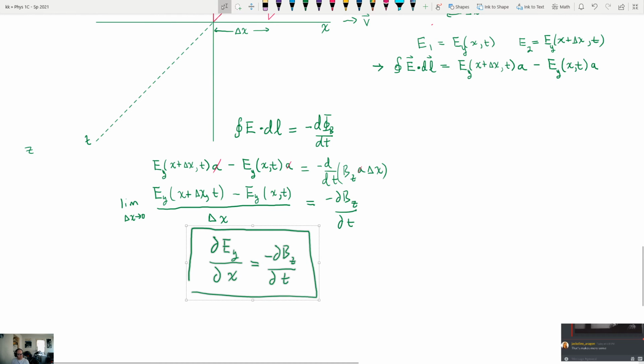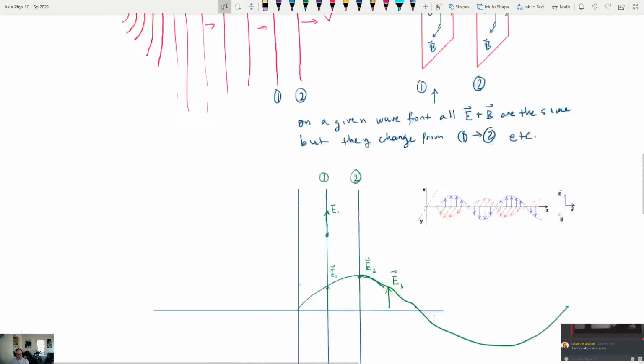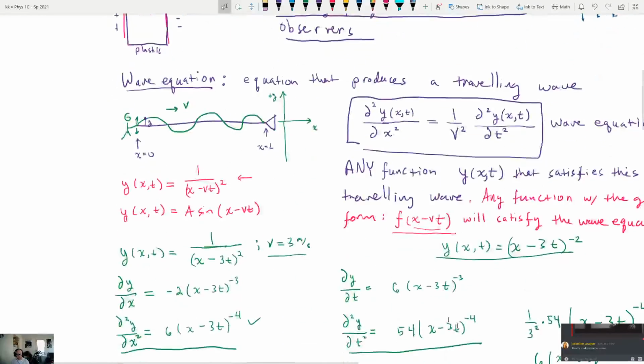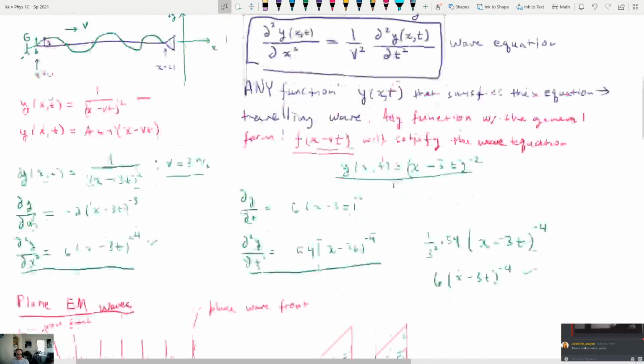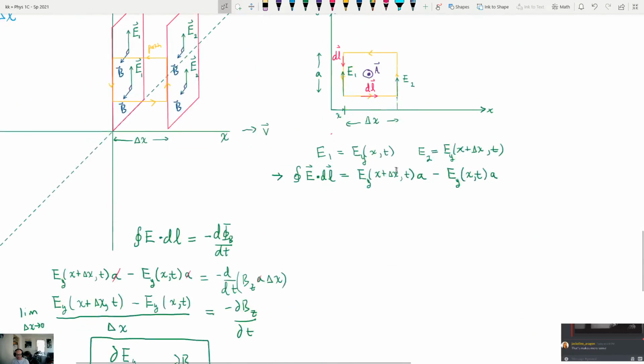What do you all think? Is it? There's no second partial derivative. That's right. Remember, our goal is to get to here, and we're not there yet, okay? So we've got to do one more thing.